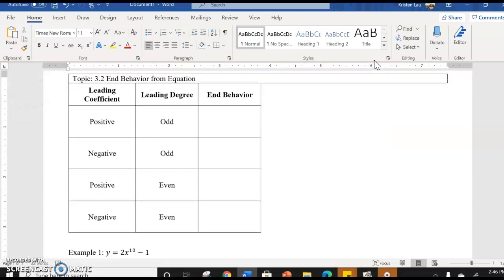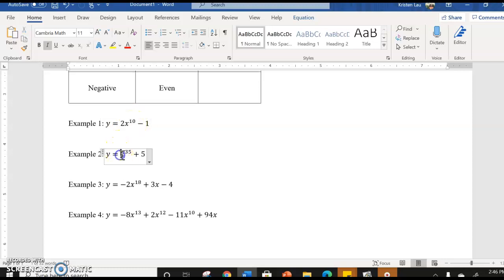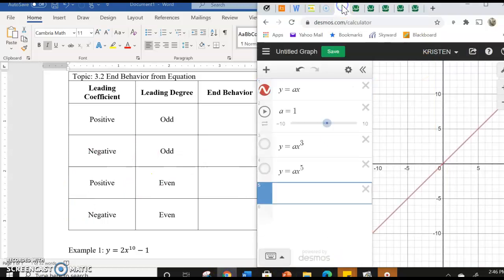When we're doing this, we're only going to care about the leading term. This is the term with the biggest degree. This is the only thing I care about. There are four different cases. We could have a leading coefficient that's positive and a leading degree that's odd. So let's look at that case first.